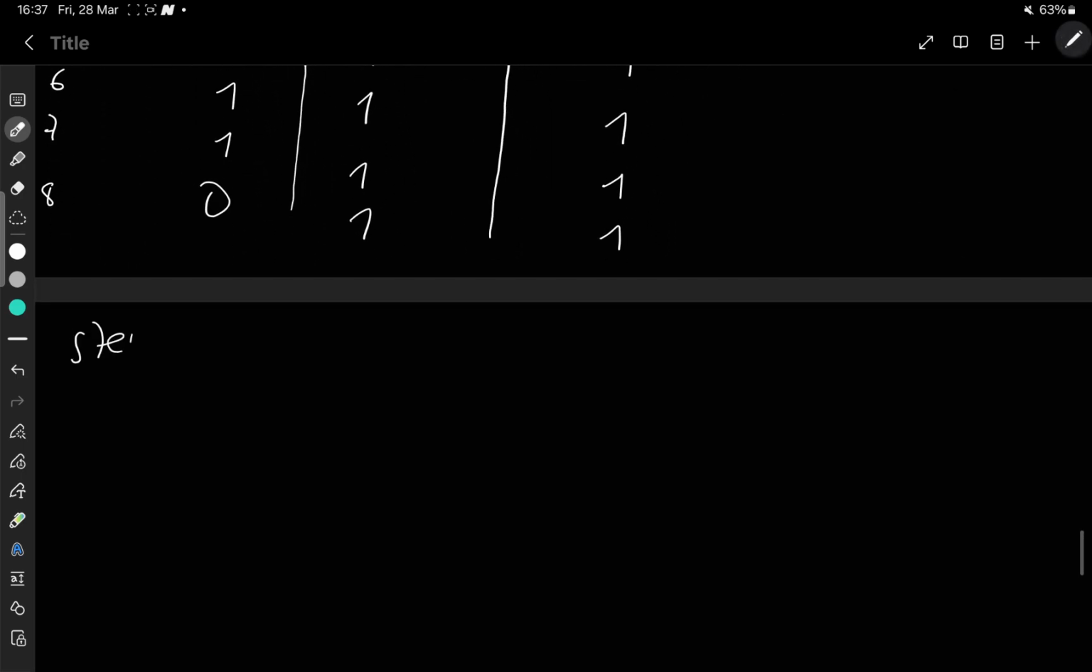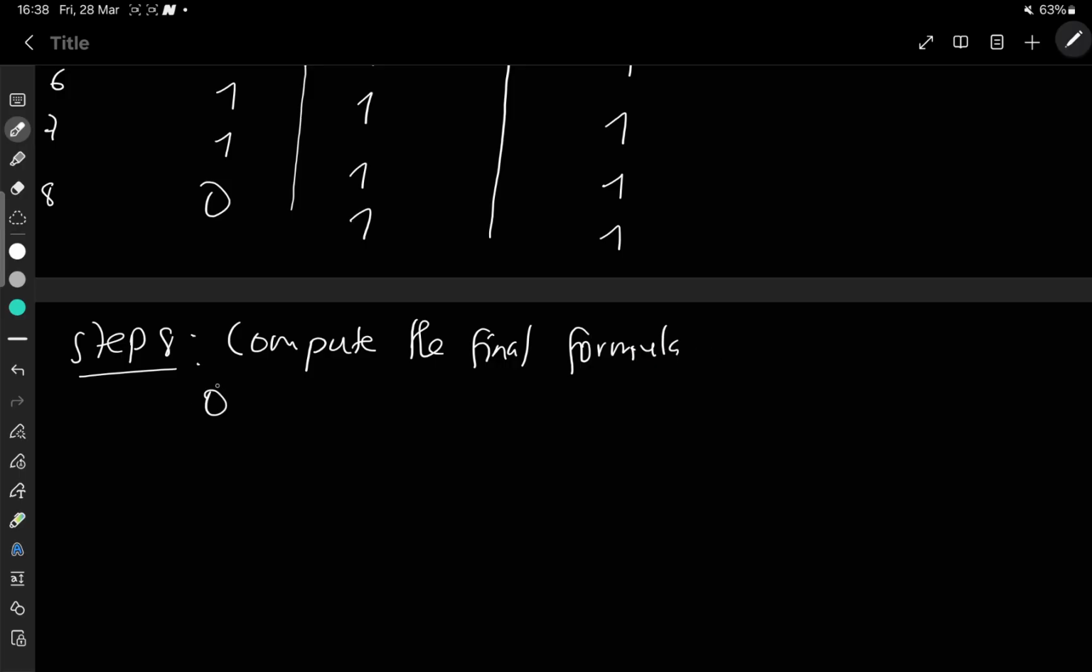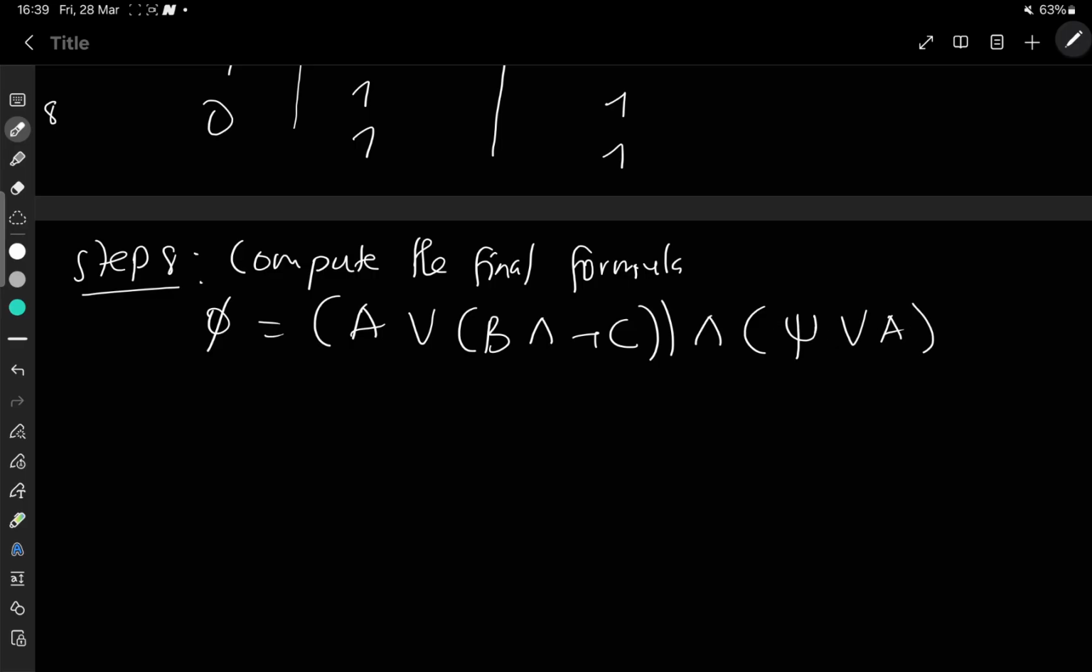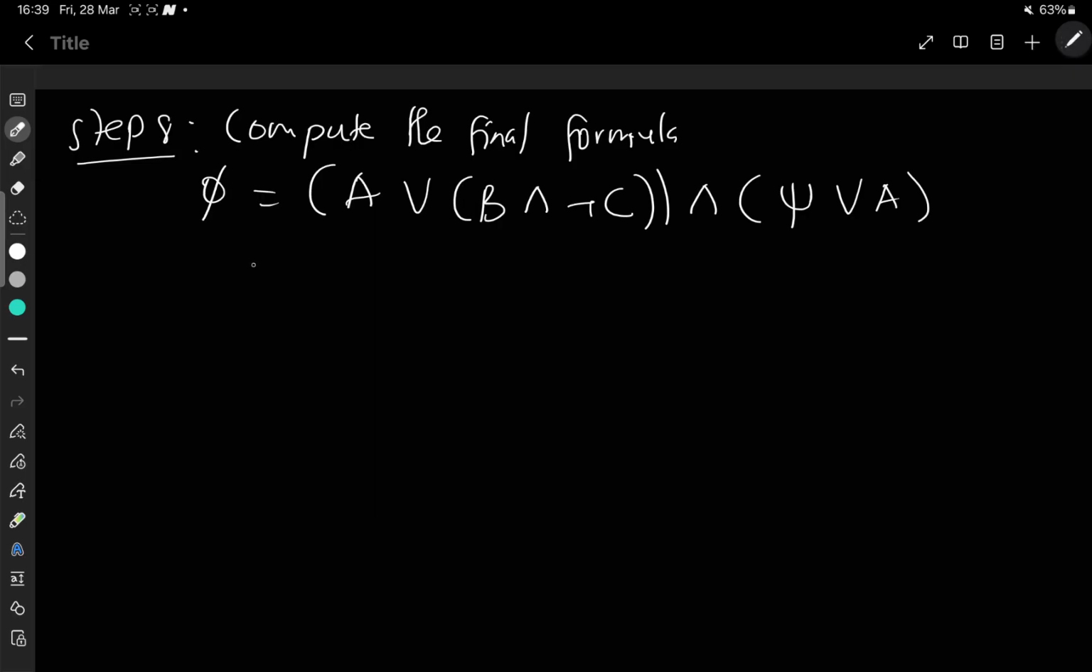Then step 8. Now we will compute the final formula, which is phi equal to A or B and negative of C, and psi or A. So for here now we need A or B and negative of C. Then we need psi or A. Then we need our phi here.